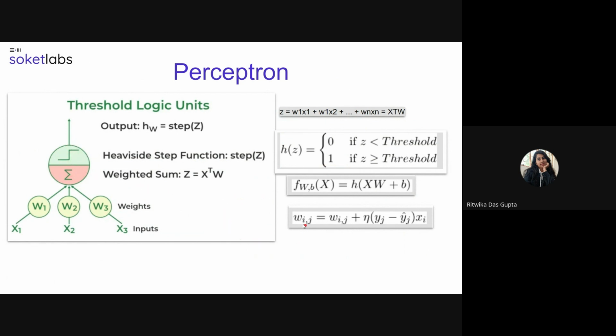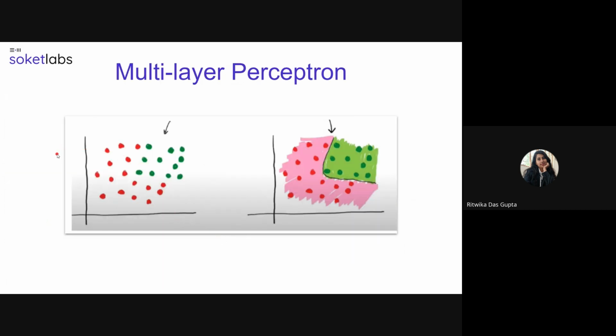And the update rule of weights is: the new weight is equal to the old weight plus the learning rate times the difference between the given output and the previous predicted output, times the inputs. So this is the update rule, and we also add a bias to it so that we can calculate the output finally. So the multi-layer perceptron is basically the combination of several perceptrons together.